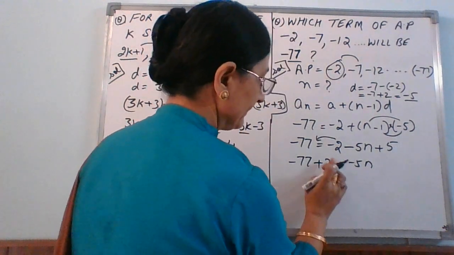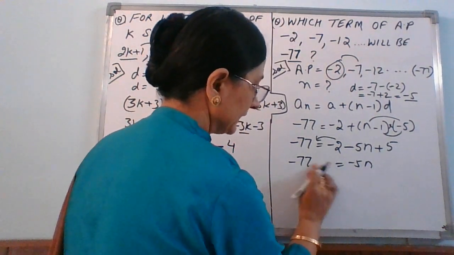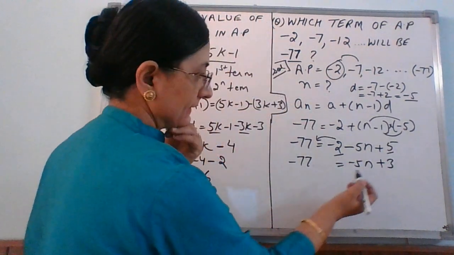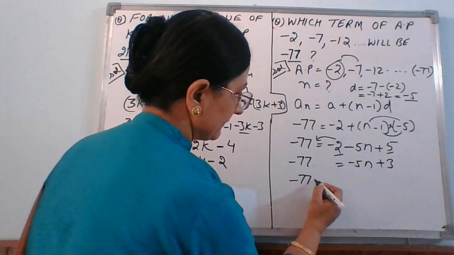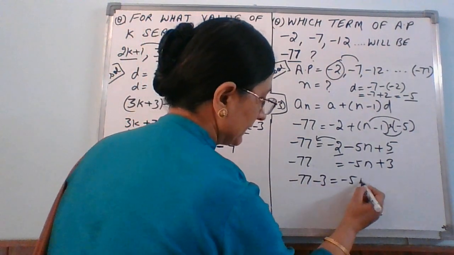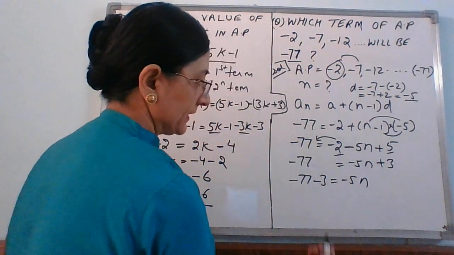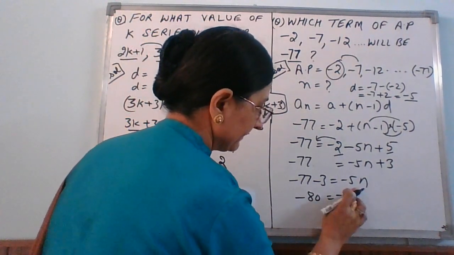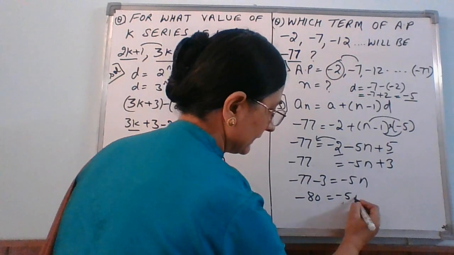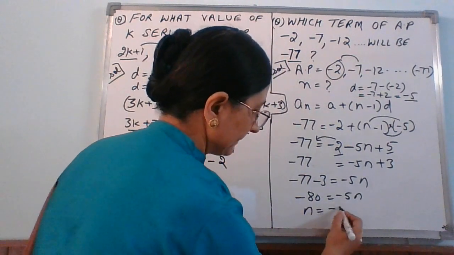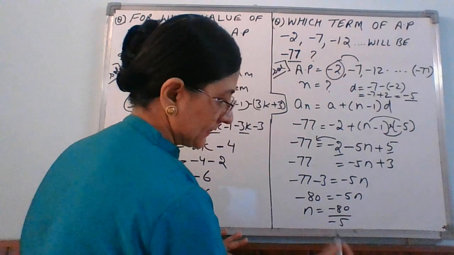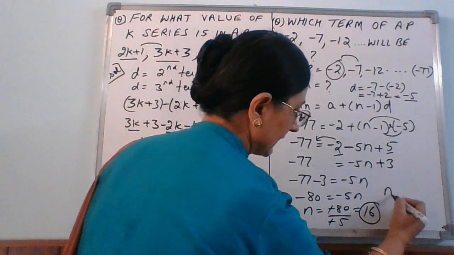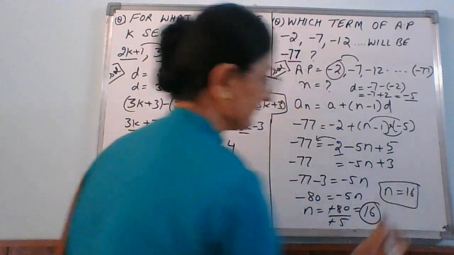So you do it like this: in this step we don't bring it over, we solve here first. +3, +5 and -2, that is +3. So -77 minus 3, now bring it over, right? The sign has changed, right? So here it becomes -80, here it's -5n. So in order to find n, you divide -80 by -5. The minus cancels and you get 16. So the value of n here is 16, right?